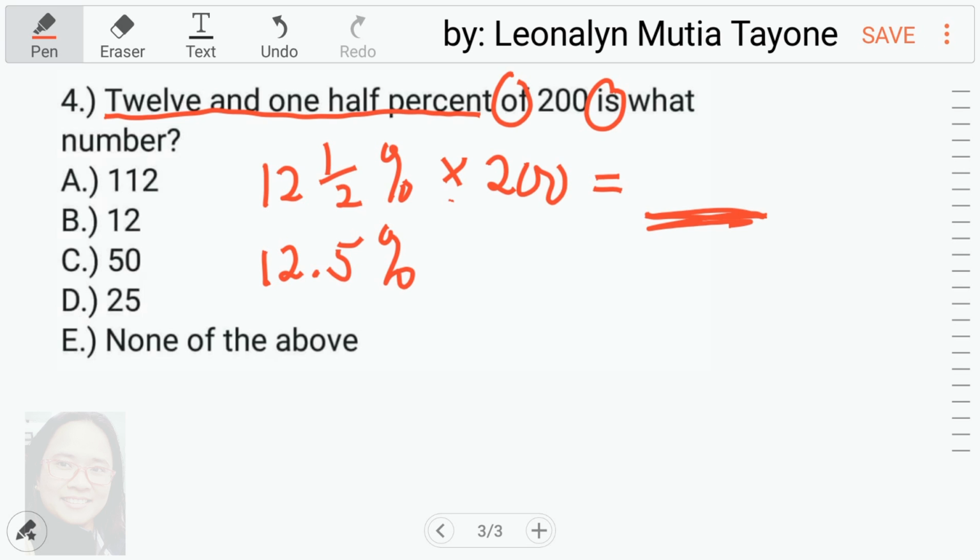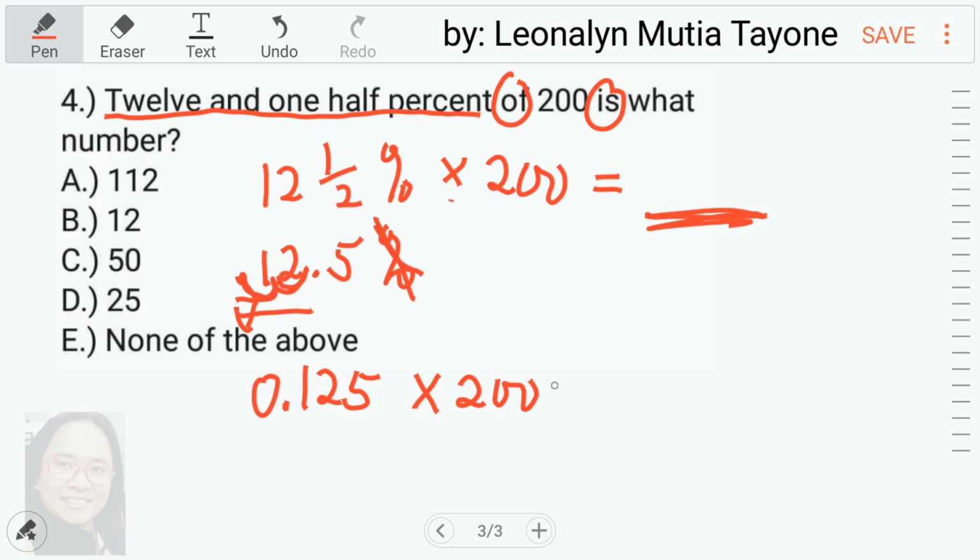Para ma-cancel out natin si percent sign, i-divide natin ng 100%, or mag-move ka ng 2 decimal places to the left para ma-cancel out si percent sign. Kung maglagay tayo ng percent sign, to the right tayo mag-move ng decimal place. Ngayon, mag-cancel out tayo ng percent sign, kaya mag-move tayo ng 2 decimal places to the left side. 1, 2. So, itong 12.5 magiging 0.125.